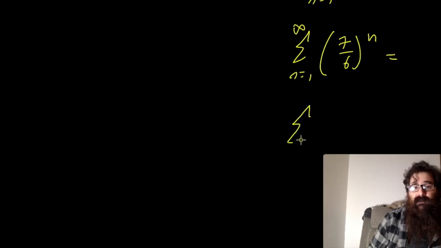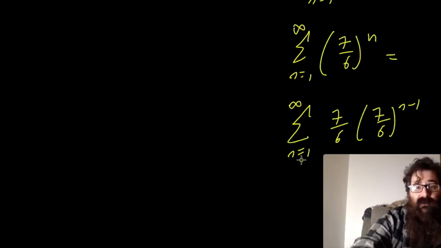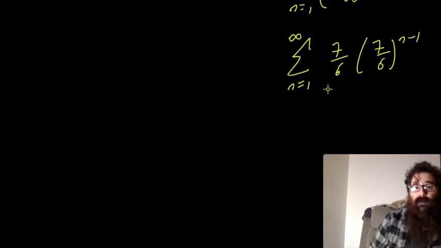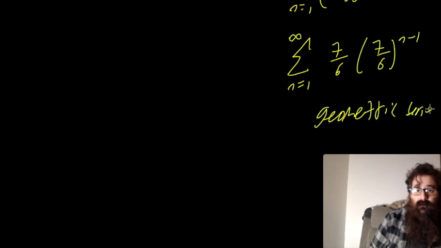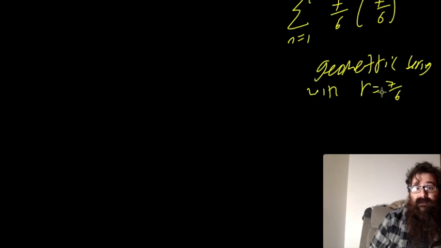But just to make sure it looks properly like one, I'm going to bring out a 7 over 6. So I have that a and then r to the n minus 1 form that I need if my series is starting at 1 for the starting index. Let me say this is a geometric series with r equals 7 over 6. And that means this is too large, right? So the absolute value of r needs to be less than 1. It's not in this case. So this is a divergent geometric series.